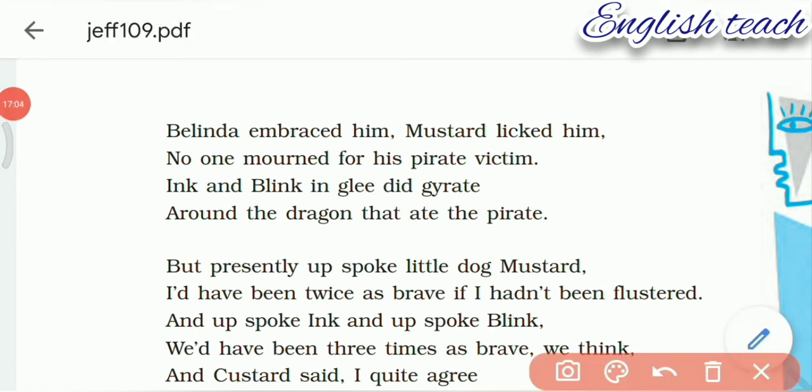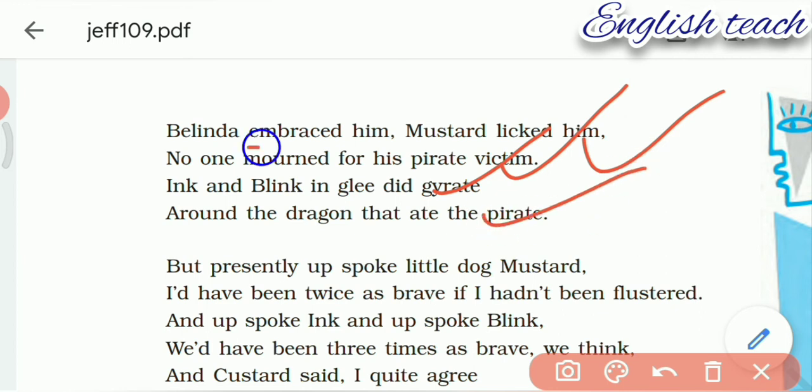12th paragraph. Belinda embraced him, Mustard licked him. No one mourned for his pirate victim. Ink and Blink in glee did gyrate around the dragon that ate the pirate. Difficult words are embraced. Embraced meaning is to hug. Mourned. Mourned meaning is feel sorrow for the death of someone. Victim. Victim meaning is sufferer.